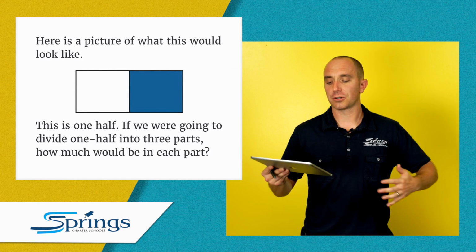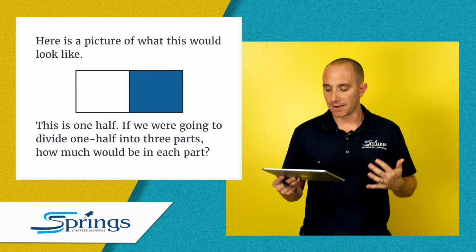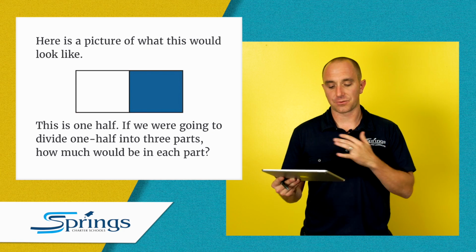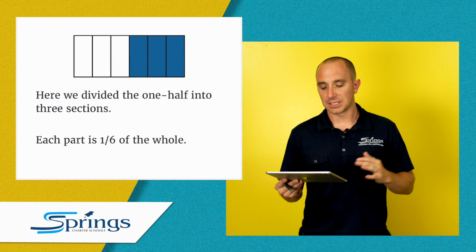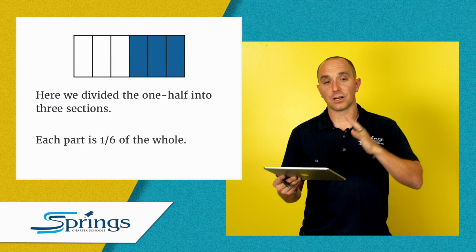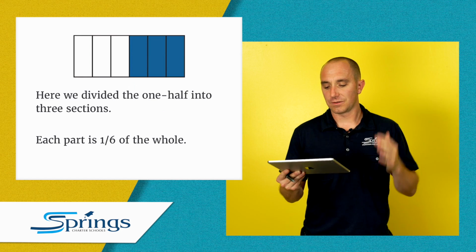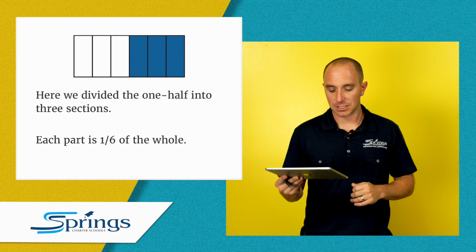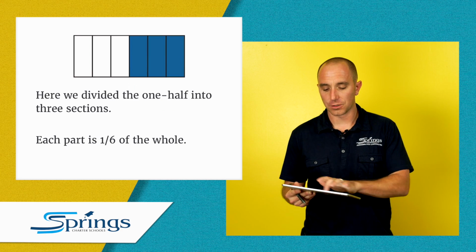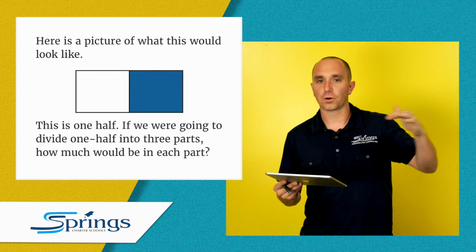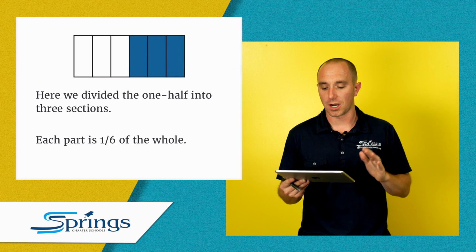So here's a picture of what this would look like. You see here I have a half of something. This is 1/2. We're going to divide 1/2 into 3 parts. So how much would we have in each part? You can see here I've divided each one into 3 different parts. So we've divided 1/2 into 3 sections. Each part is 1/6 of a whole. Another way, if you just do horizontal lines, it also would come out the same. It might be a little easier to draw.